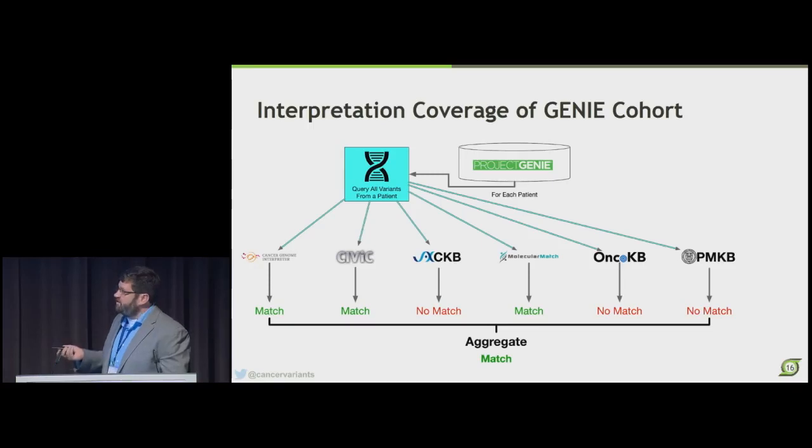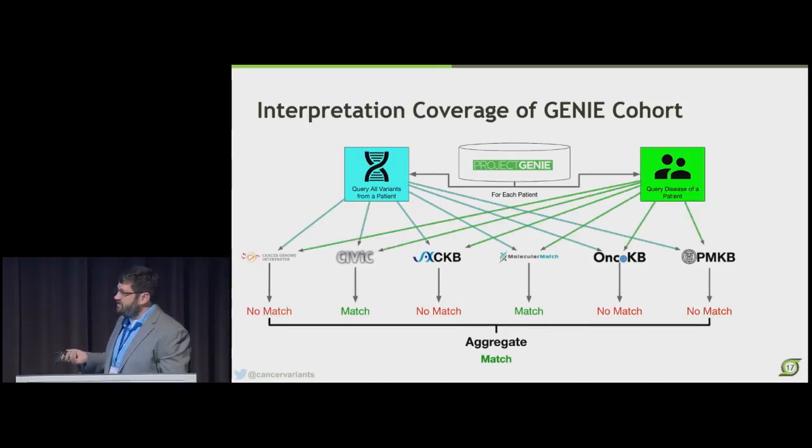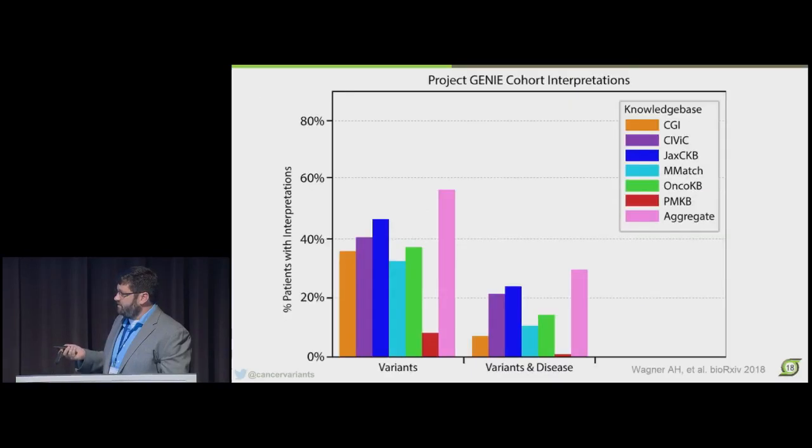But then we extended this analysis to also query for patient disease, where we provided both the variants and the disease of the patient and searched for matches across both of those fields. Again, we tallied up individually and in aggregate what the match percentage looked like. And we see reduced results, where here we've got roughly 15 to 20% across these knowledge bases individually, and closer to 30% in aggregate.